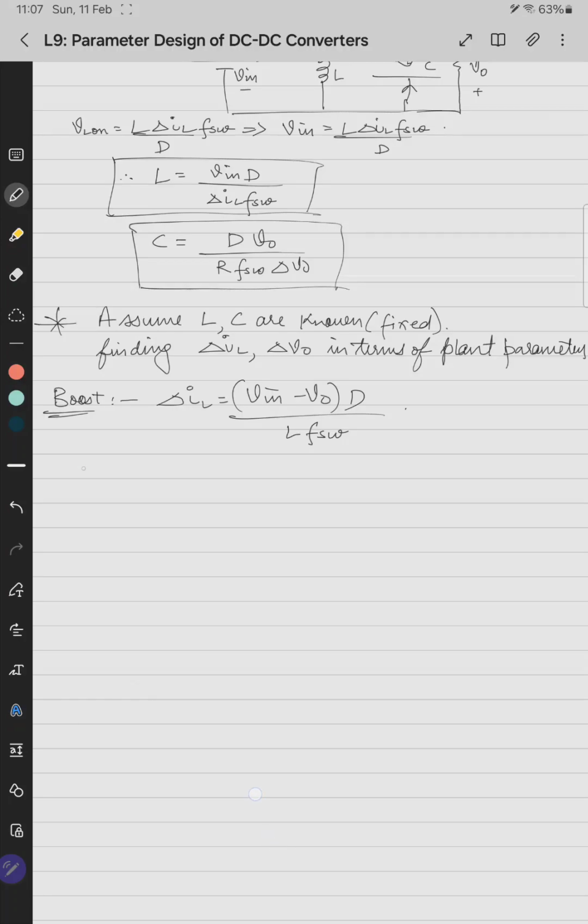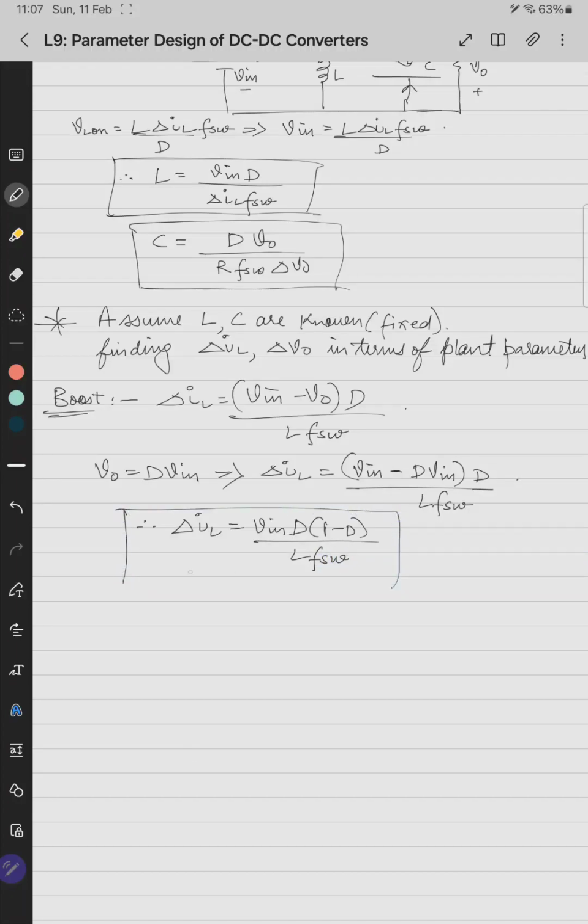So we can again rewrite this expression because we know that V naught equals D into V in. So we write everything in terms of V in. If we substitute, delta IL equals V in minus D V in, multiplied by D, divided by L into F switching. Therefore, taking V in common, delta IL will be V in into D into 1 minus D, divided by L into F switching. This is the expression for the maximum peak to peak ripple which you can find for a buck converter. So delta IL is a function of input voltage, the duty ratio, the inductance and the switching frequency.